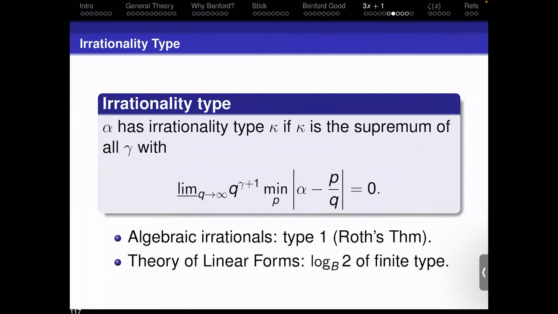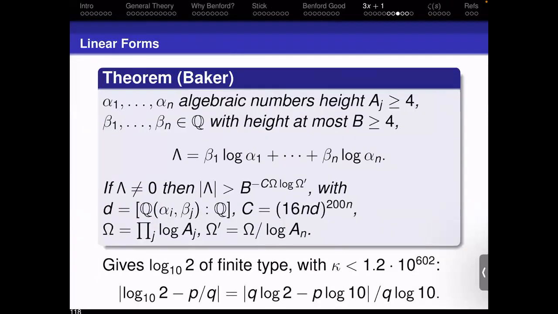And by using the theory of linear forms, we can show the log of 2 base b is of finite type. And because I was not at all concerned with trying to find the best bound, I just appealed to a theorem of Baker with a bunch of algebraic numbers, heights. And when you go through and put everything in, at the end of the day, you get the log of 2 base 10 is of finite type where kappa is at most 1.2 times 10 to the 602. That is a finite number.